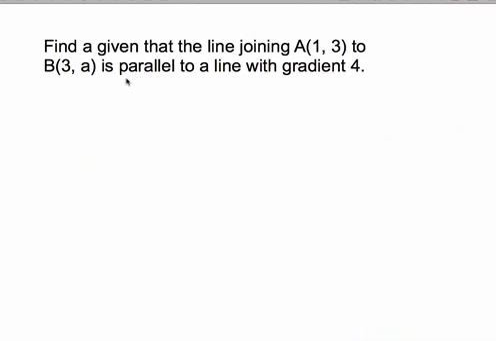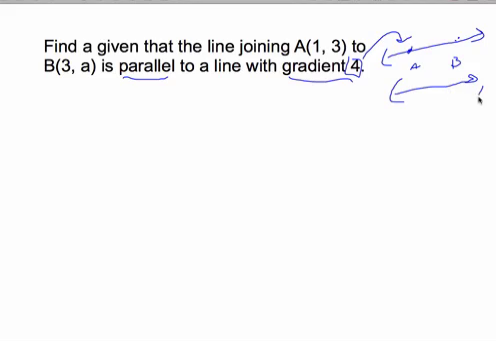Now in this question it says there are two lines that are parallel. One is the line through A and B, and we're looking for another mystery line with a gradient of 4, and it's parallel to this line. So the first line is also going to have a slope of 4. If I have these two points and I join them and I get a slope of 4, I can use the slope formula to figure out the value of a.